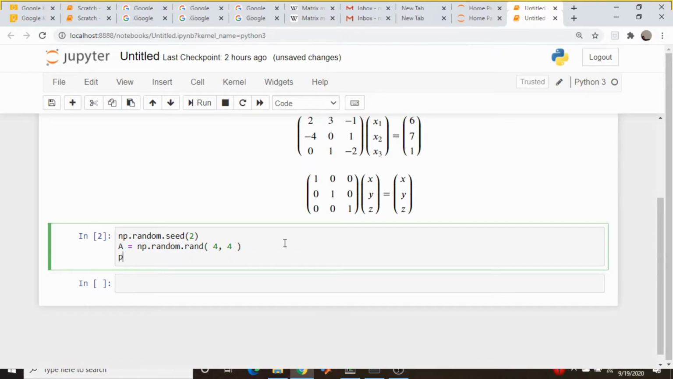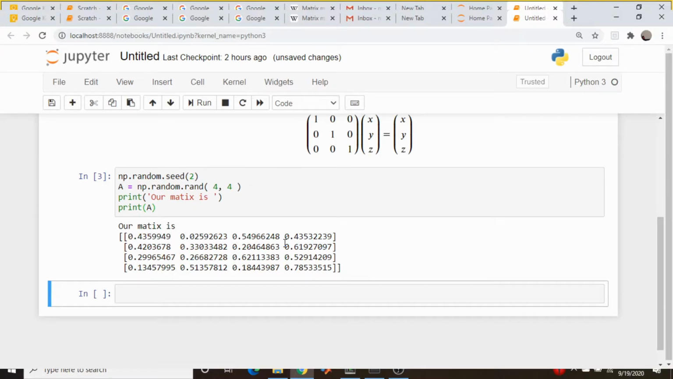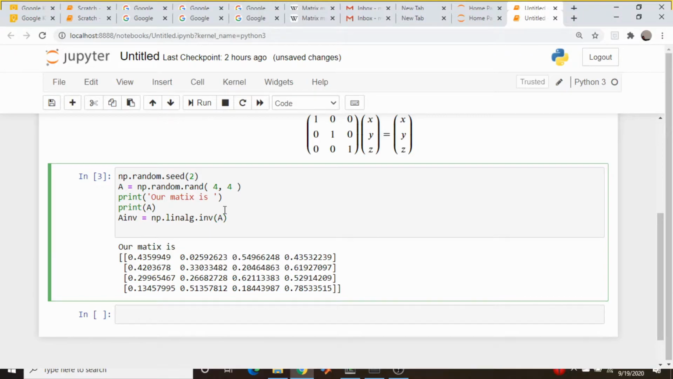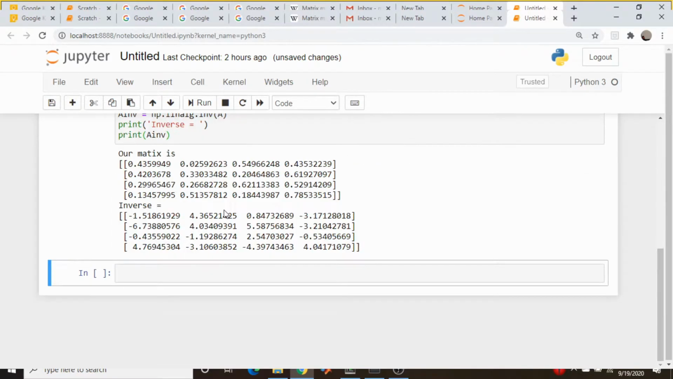Let me print this out. Print our matrix is, print A. So here's our matrix. Let's calculate its inverse. Let's call it A inverse. The Numpy function to do that is np.linalg for linear algebra and inv for inverse. That should calculate our inverse matrix. Let's print that out: print inverse is equal to print A inverse.